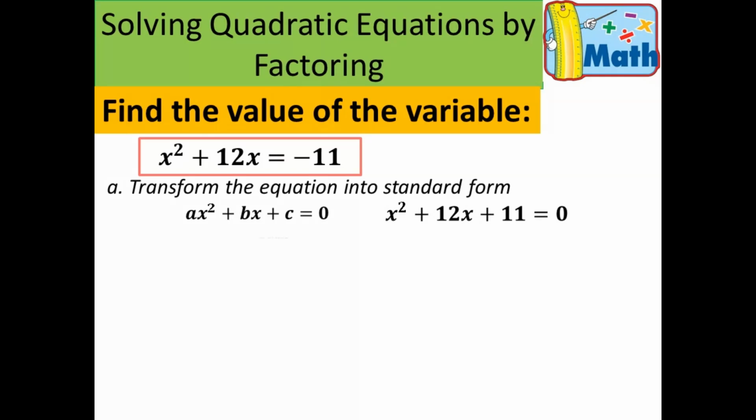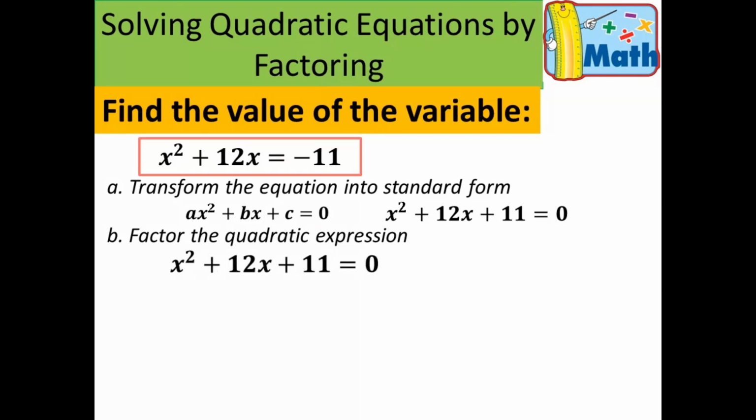The second step is to factor the quadratic expression, x squared plus 12x plus 11 equals 0, and that is, first, factor the x squared. Then copy the common sign which is positive. Then the factors of 11 are 11 and 1. Thus we have quantity x plus 1 times the quantity x plus 11 equals 0.